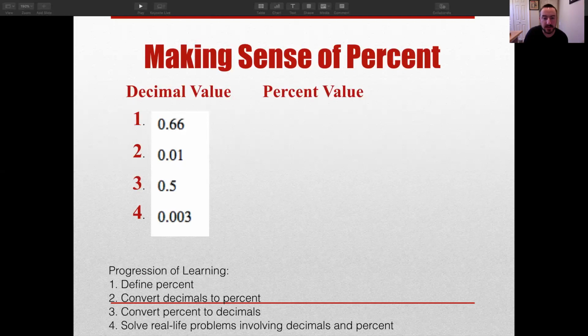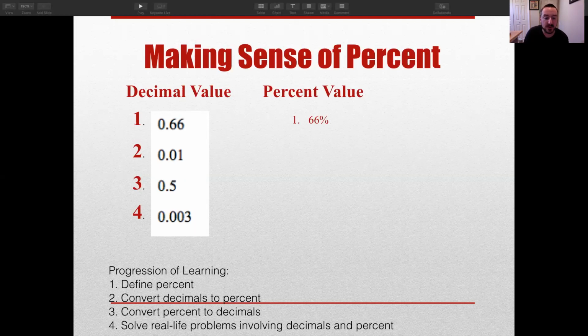All right, so let's get to it. We have a decimal value of number 1 of 0.66. What would that be as a percent? 66%, right? We have 6 in the tenths place, 6 in the hundredths place, and that would be 66 out of 100. How do you write a number out of 100? Add the percentage sign, 66%.